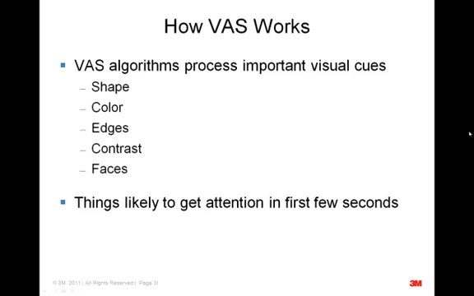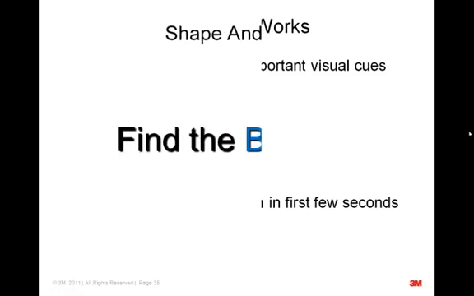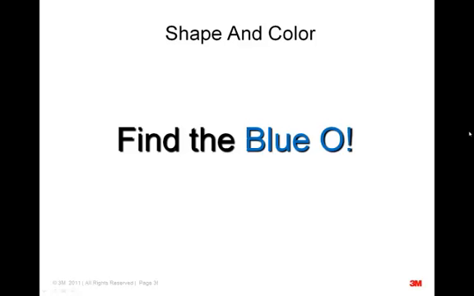Now we'll move on to the second vision science experiment. This one is all about shape and color. I'm going to again sequence through a few slides. In this case, I'm going to ask you to see how long it takes you to find the blue O. Here's the first slide.